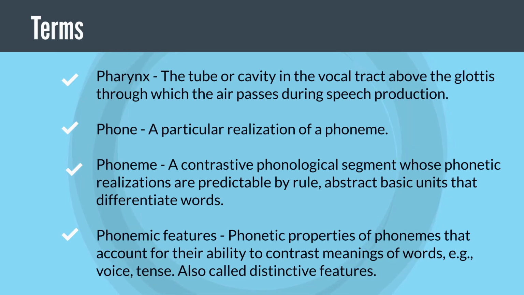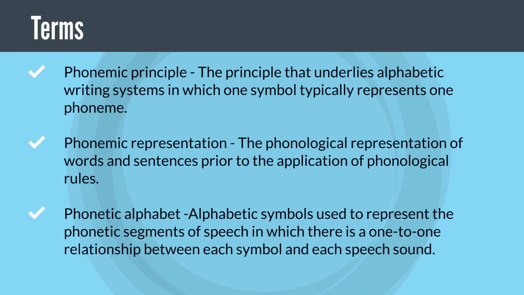Phonemic features: phonetic properties of phonemes that account for their ability to contrast meanings of words. Example: voice, tense. Also called distinctive features. Phonemic principle: the principle that underlies alphabetic writing systems in which one symbol typically represents one phoneme. Phonemic representation: the phonological representation of words and sentences prior to the application of phonological rules.